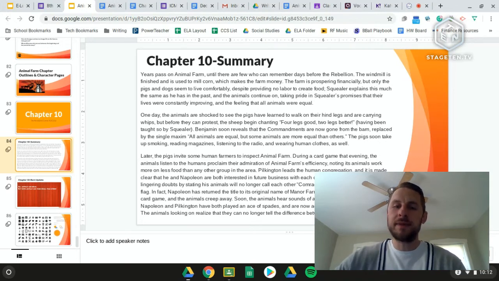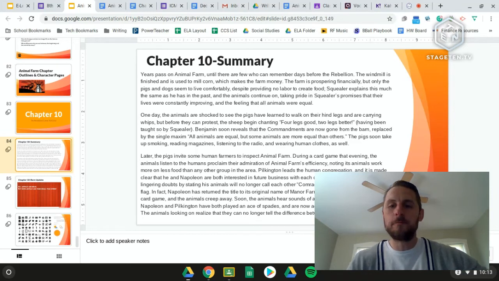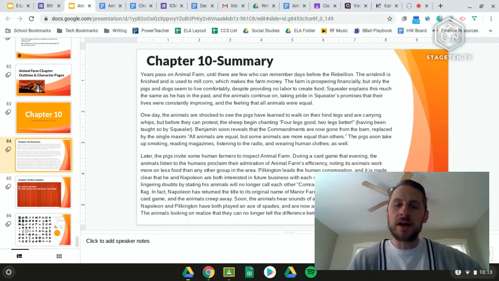The pigs and men return to the card game and the animals creep away. Soon, the animals hear sounds of a disagreement. They realize that Napoleon and Pilkington have both played an ace of spades and are now accusing each other of cheating. The animals looking on realize that they can no longer tell the difference between the men and the pigs.